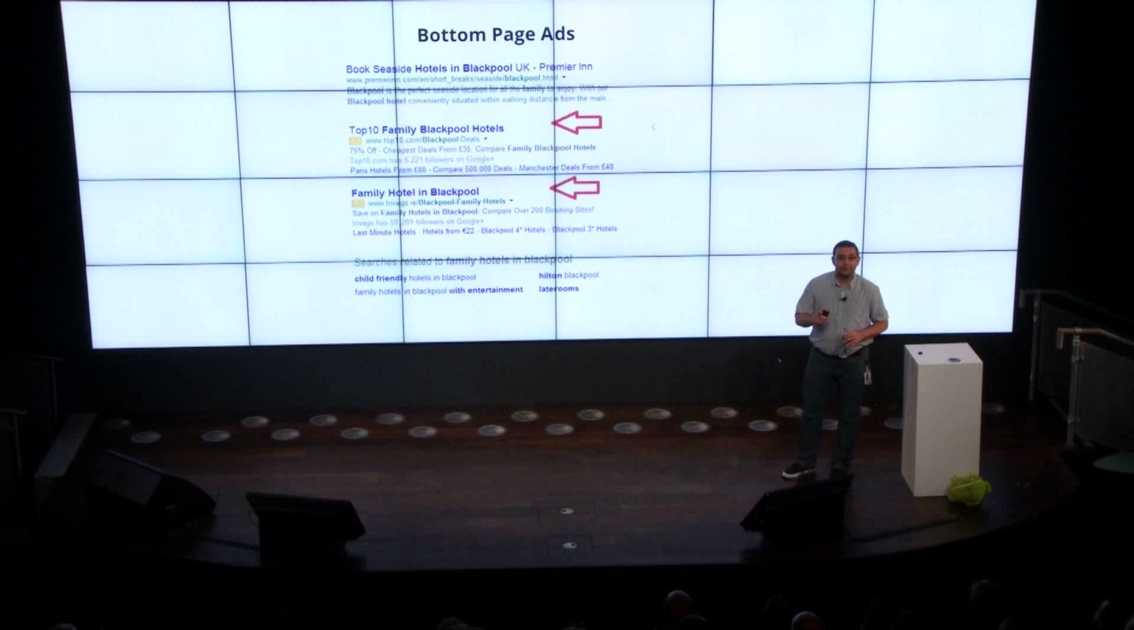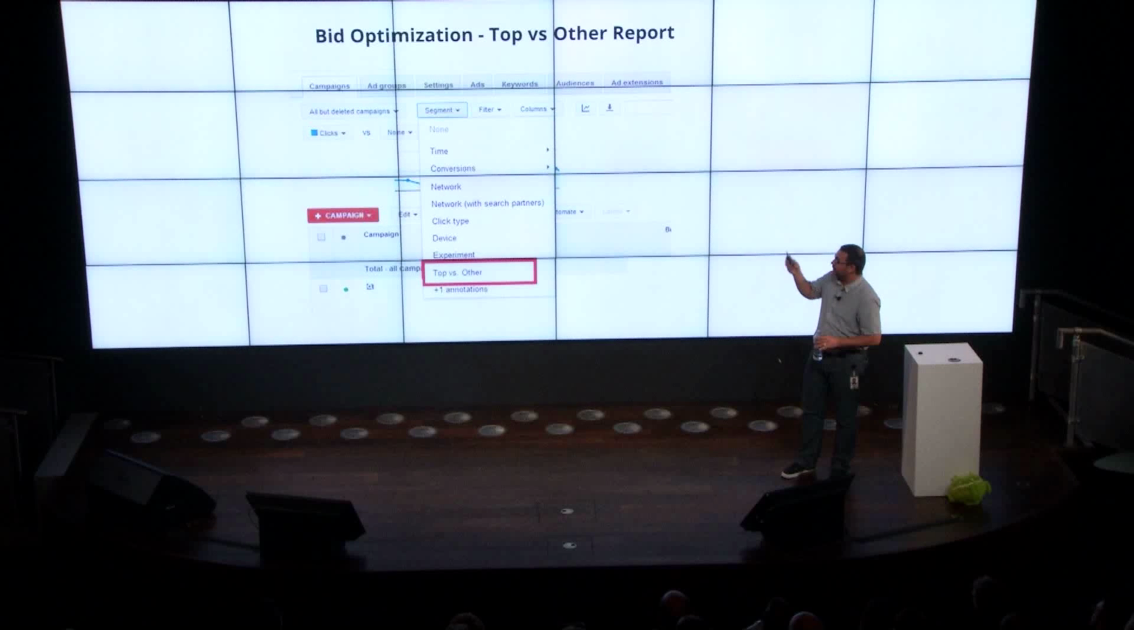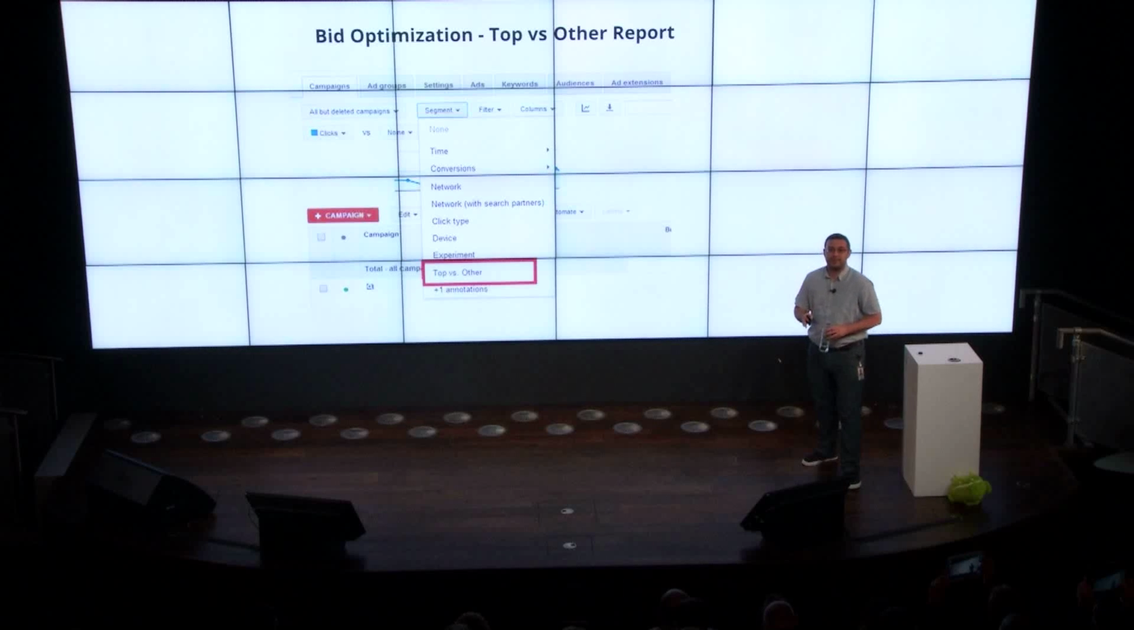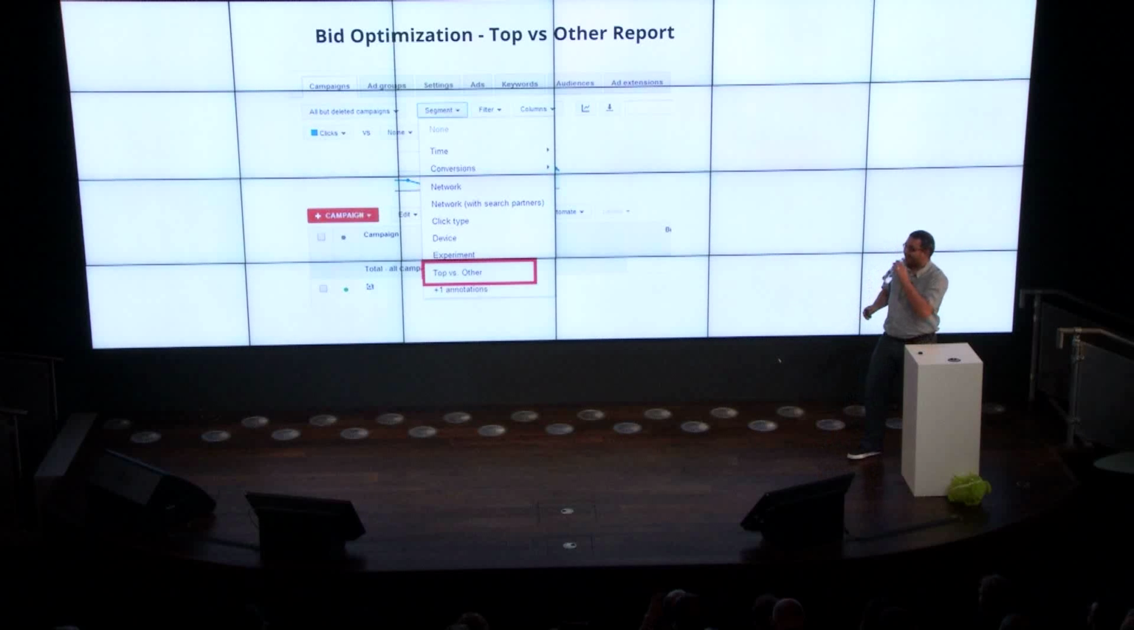There is only one report to see if your ads are appearing at the top or at the right-hand side or the bottom. It is called, under segment, top versus other. And I really recommend you use that a lot in an often way.